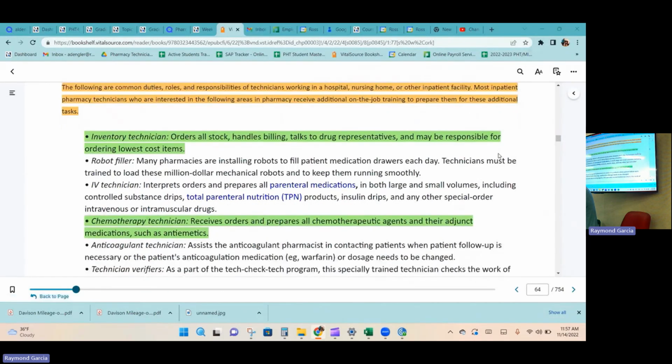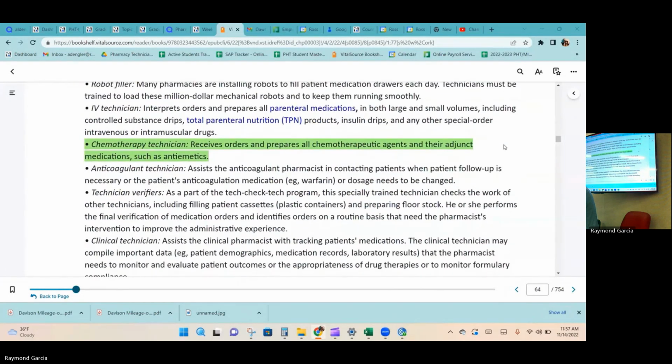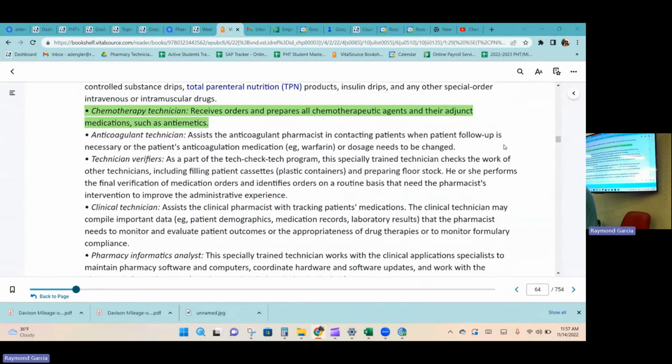The robot filler, they're going to fill the patient medication drawers each day and keep everything running smoothly on the units. IV technician interprets orders and prepares all parenteral medications in both large and small volumes, including controlled substance drips, TPN products, insulin drips, and any other special order intravenous or intramuscular drug. The chemotherapy technician receives orders and prepares all chemotherapeutic agents and their adjunct medications, such as antiemetics.